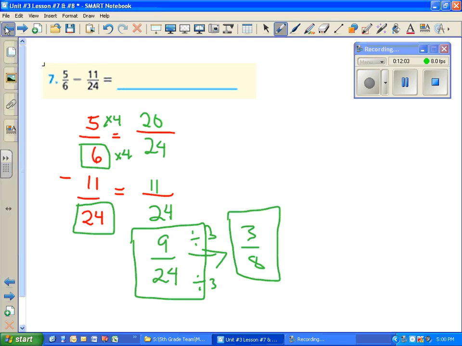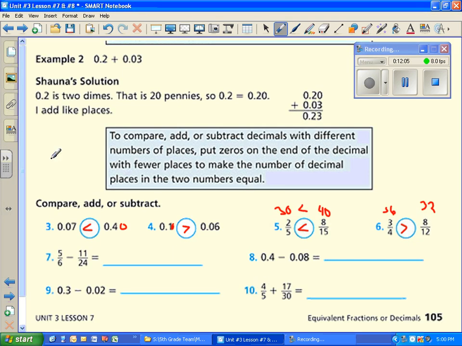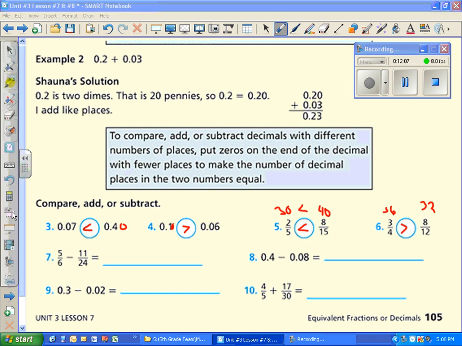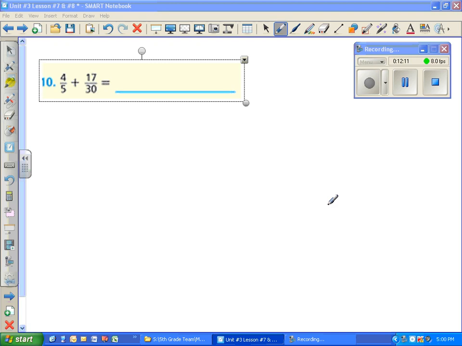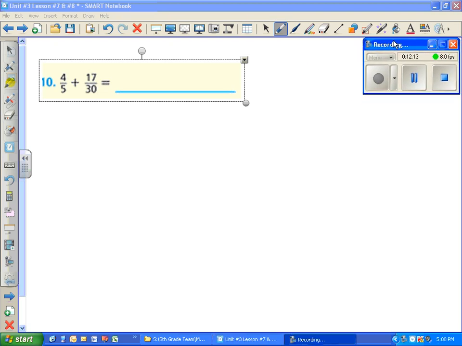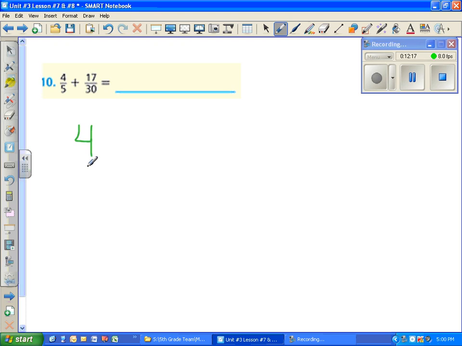All right, let's go back to number 10. Let me just isolate it. And go ahead and copy this in your black notebook. 4/5 plus 17/30. Again, I like to set it up like this: 4/5 plus 17/30. Find a common denominator, or equivalent fraction.